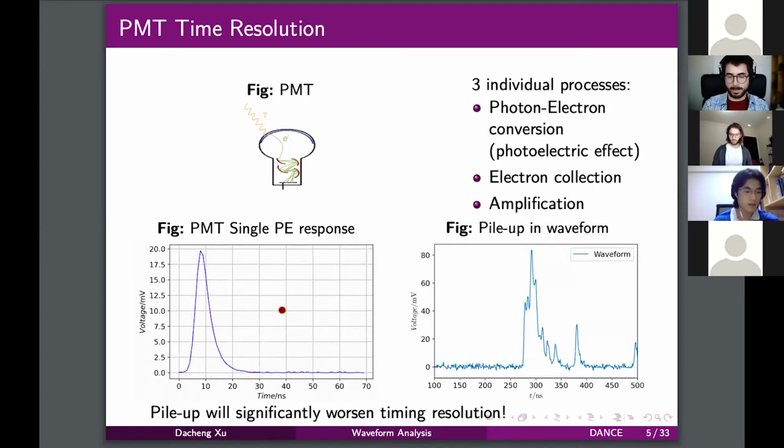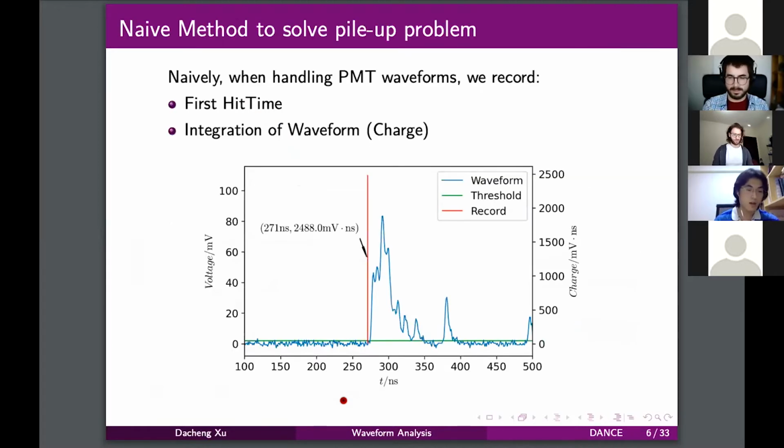But if photons hit the PMT continuously, the PE responses will pile up, and the waveform analysis will be difficult, as the figure shows here. So the pile-up will significantly worsen the timing resolution. So how do we solve this problem?